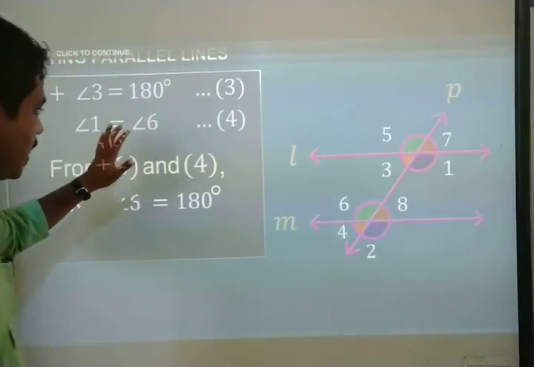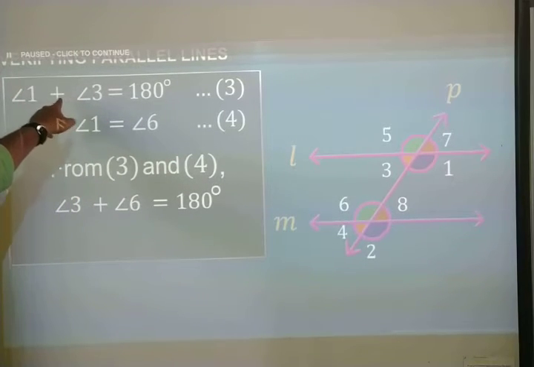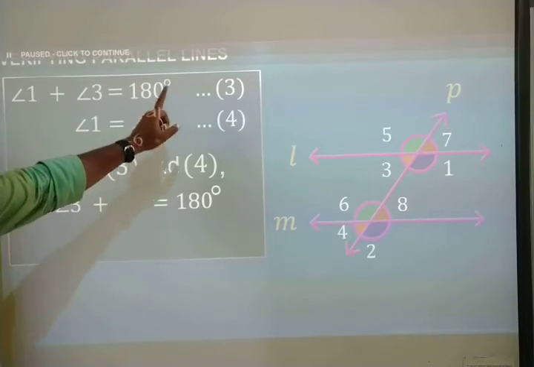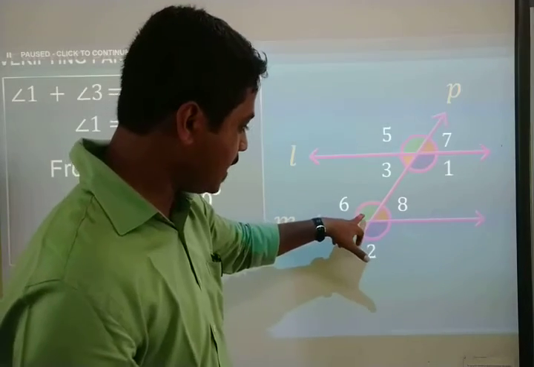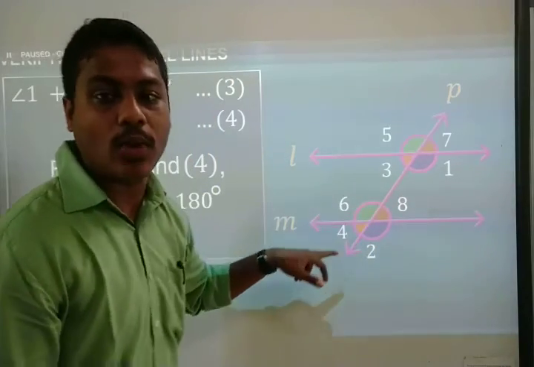So what we can do, if angle 1 is equal to angle 6, if I put it in equation 3, we can write angle 6 plus angle 3 will be equal to 180 degrees. So you can see angle 6 plus angle 3, if I add these angles, it will be equal to 180 degrees.